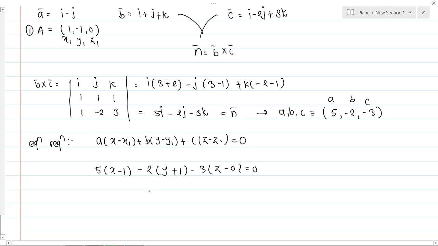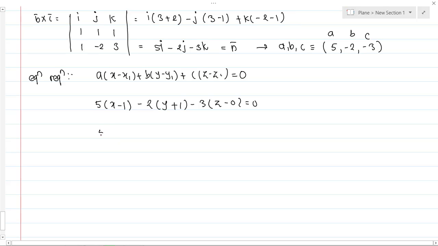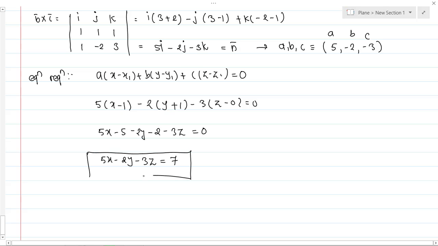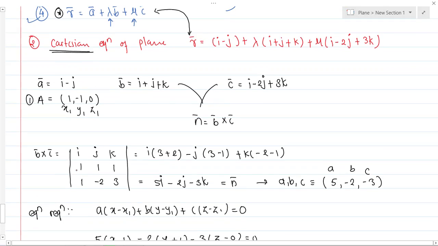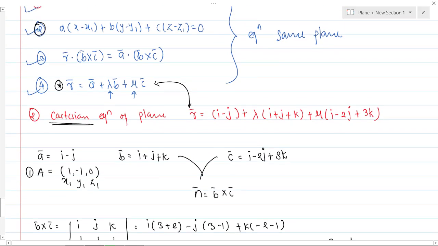Perfect. So let's solve this. This equals 5x minus 5 minus 2y minus 2 minus 3z equals 0. So 5x minus 2y minus 3z, the minus 7 comes to the other side as plus 7. So this is the equation of the required plane: 5x minus 2y minus 3z equals 7. Perfect, that's it. We get the equation for the given question.